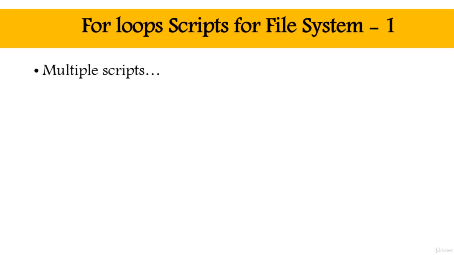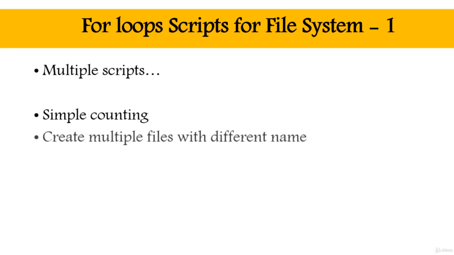In this lesson, we are going to create simple counting for loop scripts and how you could use them, counting from 1 to 100 or whichever the specified number of times. We're going to create multiple files with different names. So if you want to create, let's say, 10 files, are you going to do touch 1, touch 2, touch 3? No, right? You want to create a script that will create multiple files with multiple different names. So that's what we're going to cover.